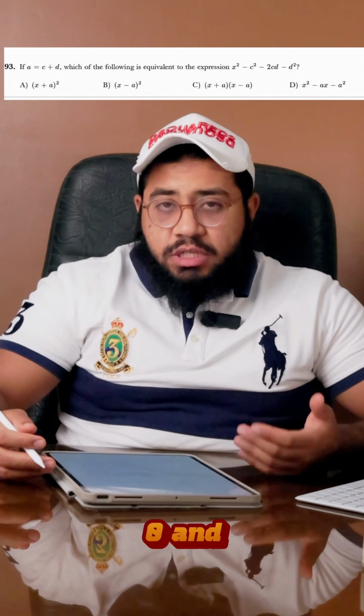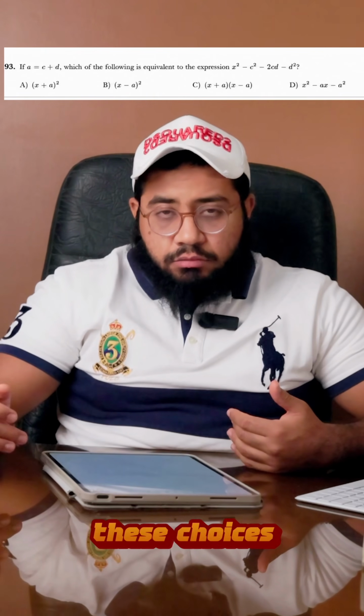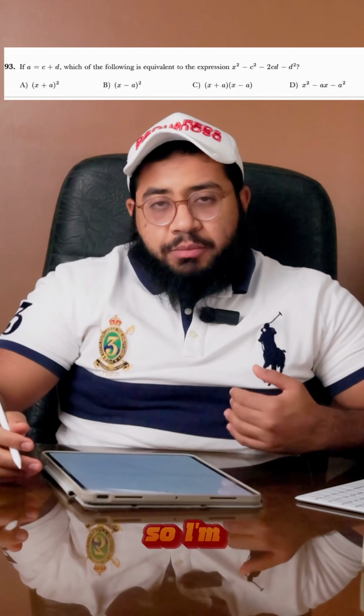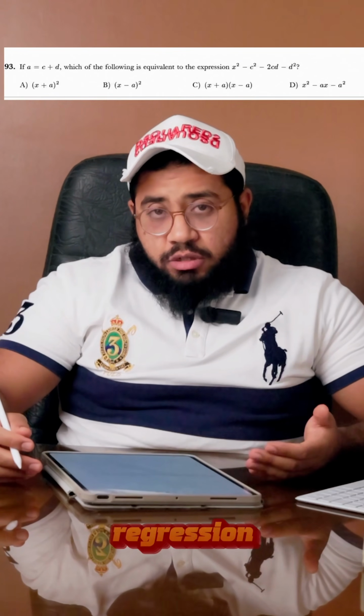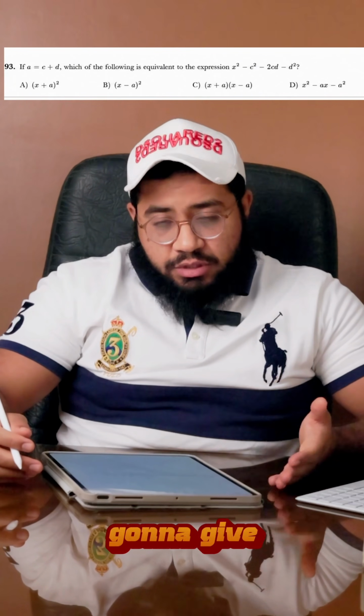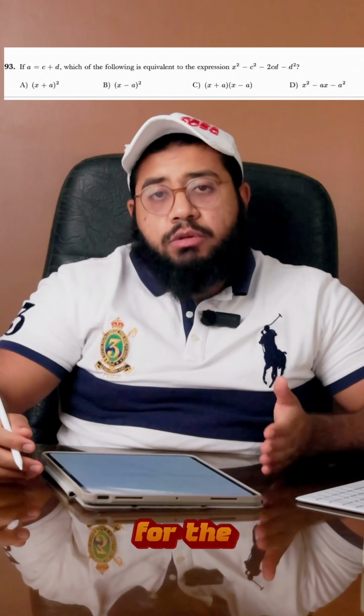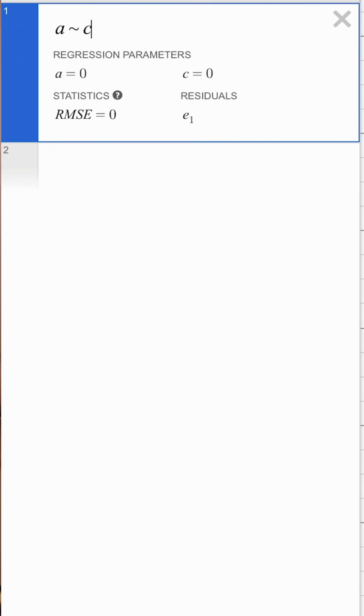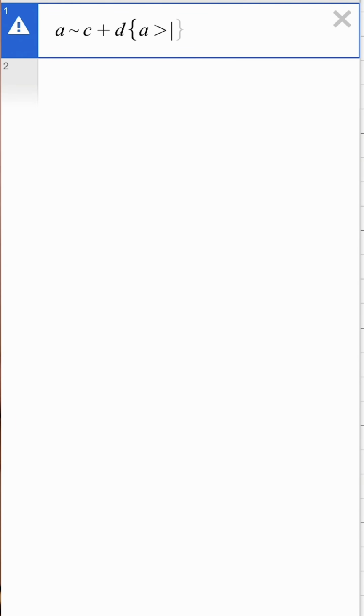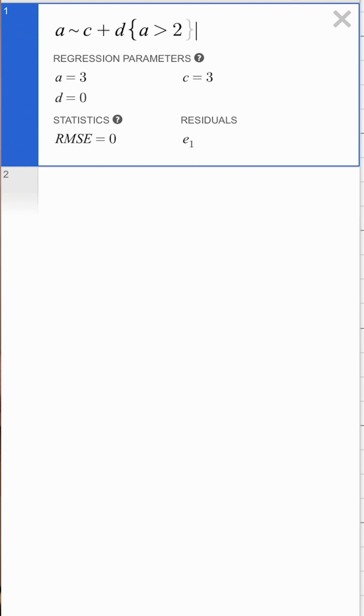Because if c is equal to 0 and d is equal to 0, all of these choices will work. So I'm going to avoid this point. I'm going to use regression, and I'm going to give Desmos an order to pick values for a which is greater than 1. Greater than 1 or greater than 2, both will work. Just pick any arbitrary starting value for a. Now a is equal to 3, c is equal to 3, and d is equal to 0.